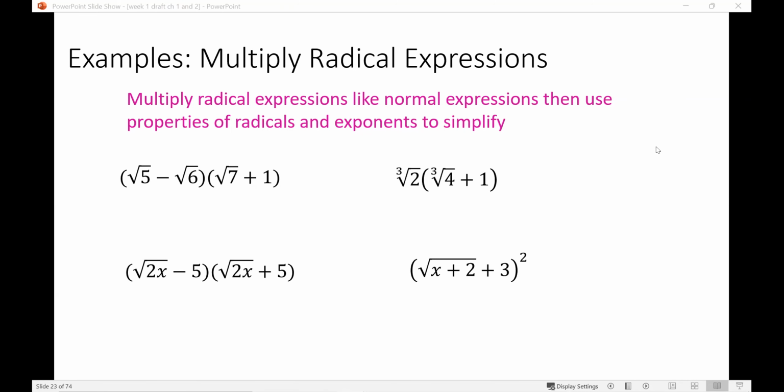So we've added and subtracted our radicals. Now let's work on multiplying some radicals. When we multiply radical expressions, we just multiply them as if they are normal expressions, and then use our properties of radicals and of exponents to simplify them as necessary. So I've got 4 examples here that we will work through on the whiteboard. Again, if you feel comfortable, go ahead and try to work on these on your own, and then come back to the video.